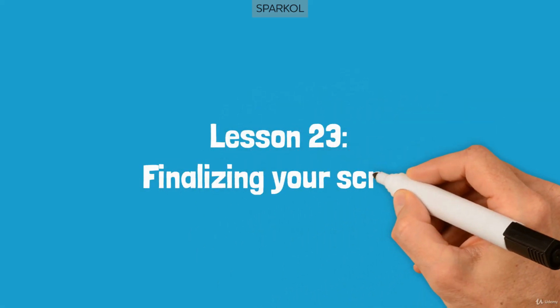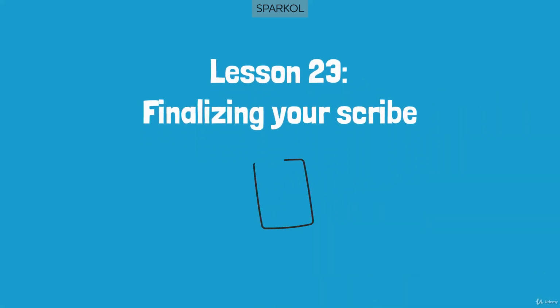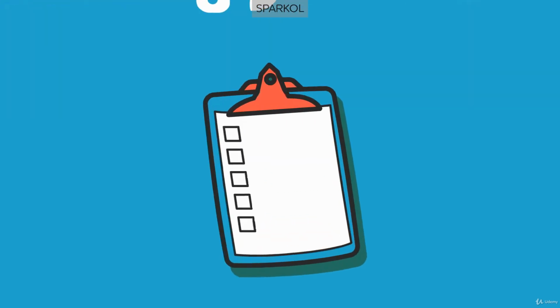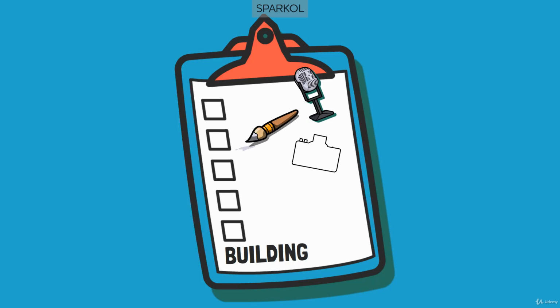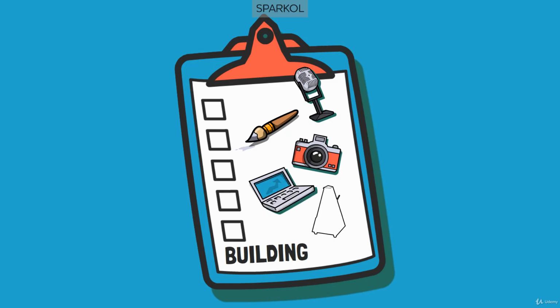Hi, welcome to this lesson where we'll be learning how to finalize our scribe ready for publishing. So we've now covered each of the key components required to build an amazing scribe. Adding your audio, music and voiceover, adding your visual components, images, text, charts and GIFs, setting your camera position and creating transitions, choosing your animation methods, and adjusting the scribe timings.